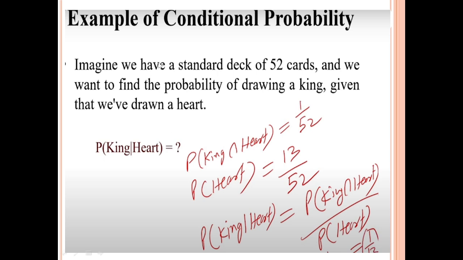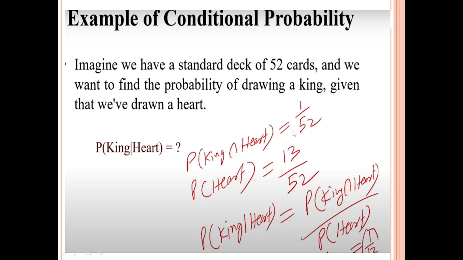How can we use this conditional probability in one equation? Imagine we have a standard deck of 52 cards, and we want to find the probability of drawing a king given that we have drawn a heart. So how can we find out?